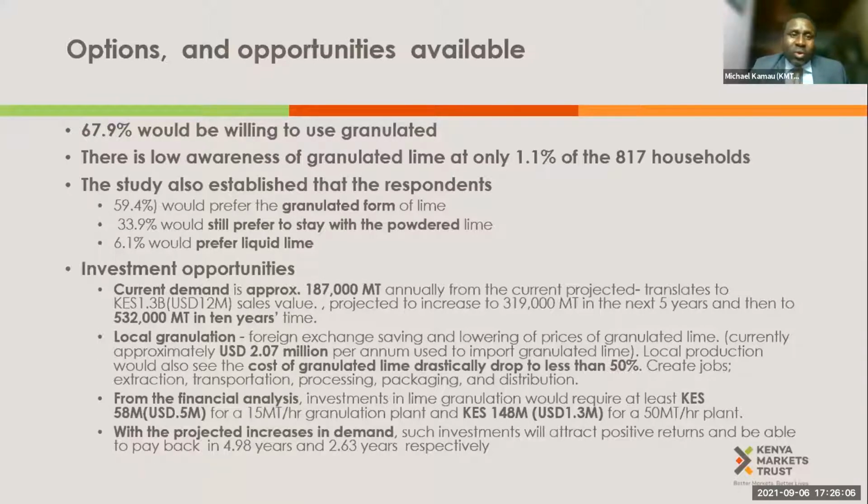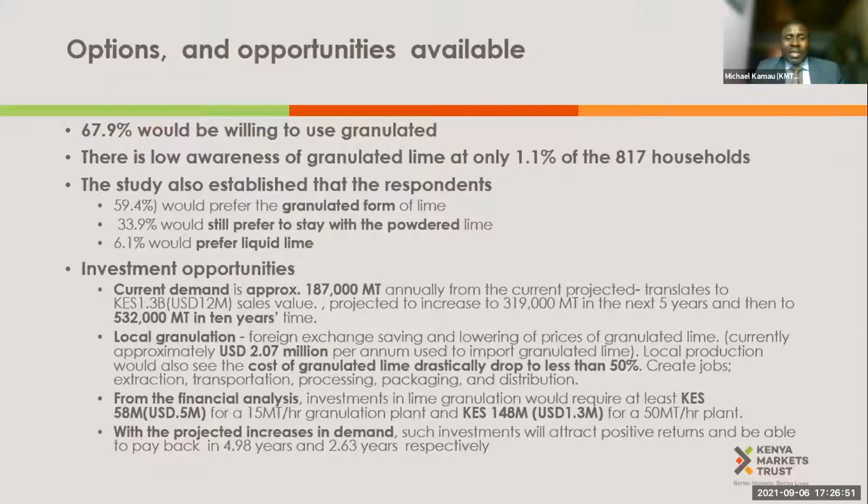But surprisingly, at the smallholder farmer level, it's only slightly above 1% of all the households we interviewed in our research study that are aware there is an option of granulated lime. When we interrogated this further in our study and asked respondents which lime they would use if given the option, a bigger percentage still opted for granulated lime, about 59.4%. 33.9% still prefer to stay with powdered lime, and about 6.6% would prefer liquid lime as an option for adoption.